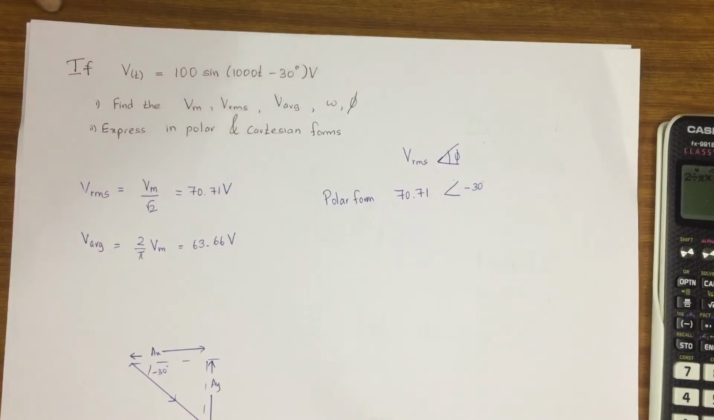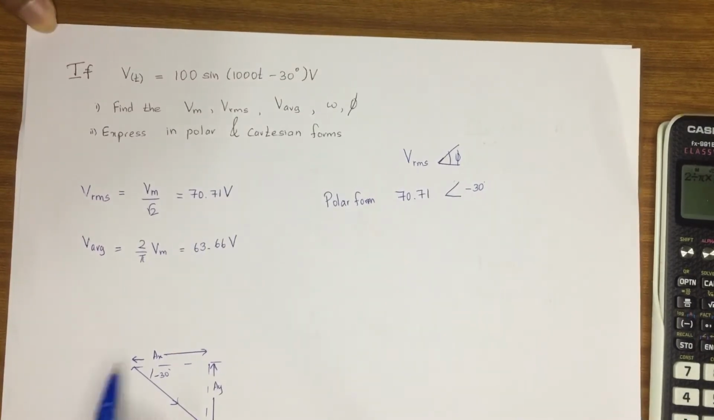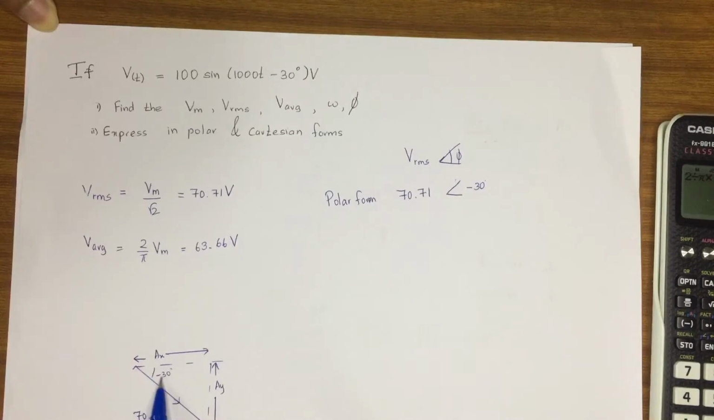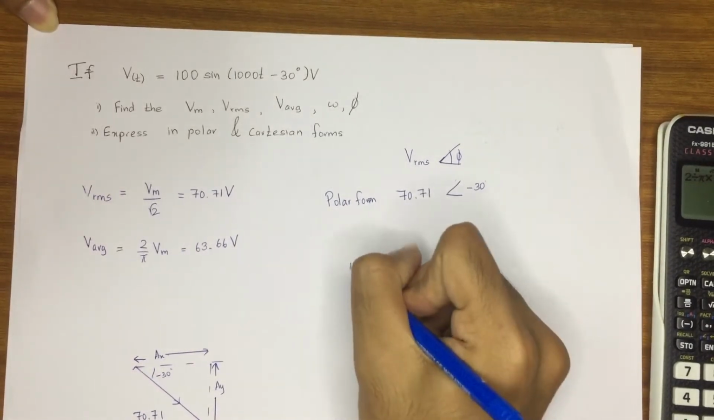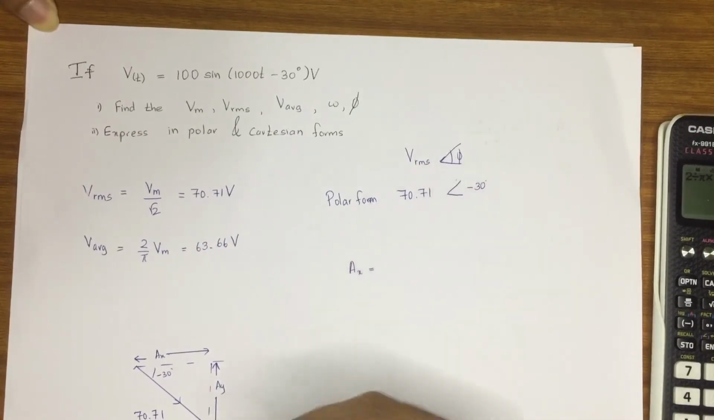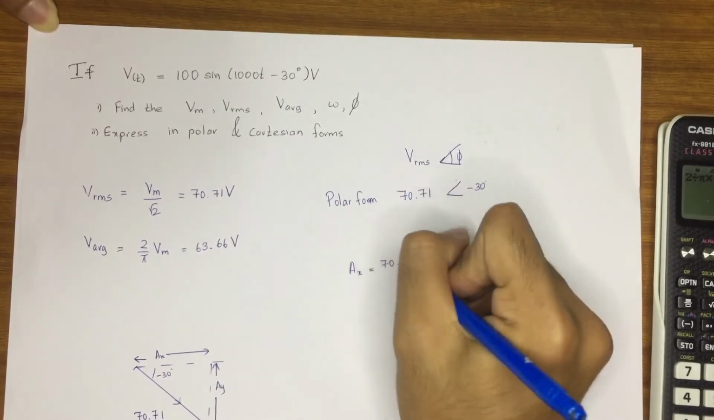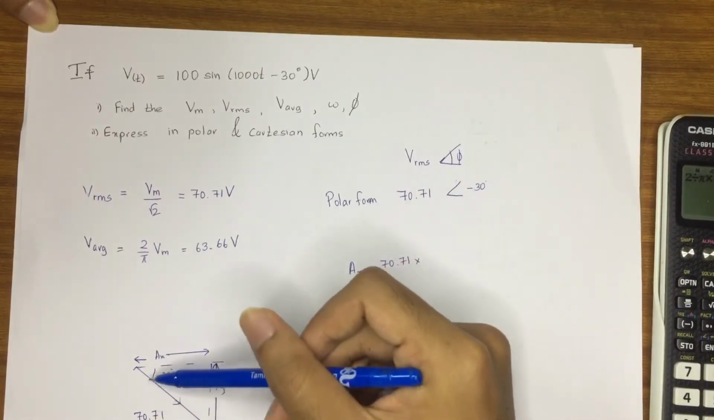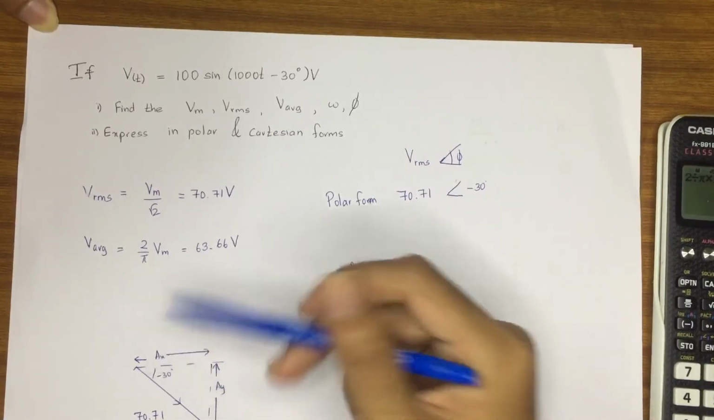So when you are considering this one, we knew this value is going to be the VRMS, which is 70.71. This is the phasor diagram. This is in the polar form, 70.71 in the direction of minus 30 degrees. So from that we can directly tell AX is going to be 70.71. Then we are finding the magnitude. We are not considering the minus 30. So 70.71 into sine 30.